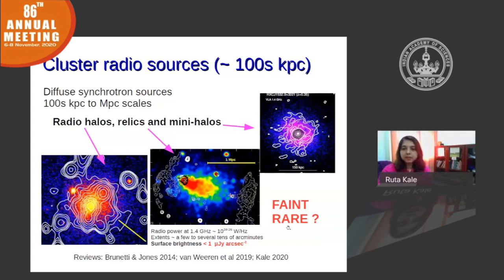So the main thing is that these sources are extremely faint and difficult to detect. And the one question that is open is whether these sources are really rare, or is it just that we are unable to detect them.